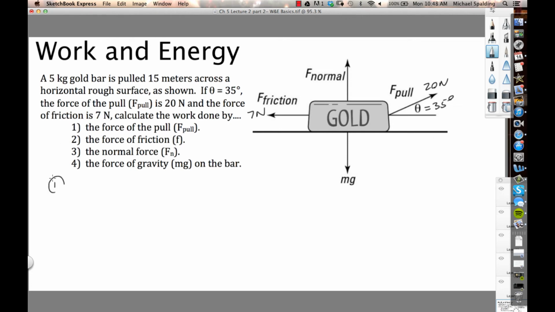Answers. So the first question, what's the work done by this pull force here? And the displacement of the gold bar is 15 meters. Now, to find the work done by the pull force, can we just go 20 newtons times the 15? No, because they're not parallel. The key thing, if you remember nothing else from today, is that in the work equation, work equals force times displacement, these guys have to be parallel. So to get them parallel, we have to do some trig.